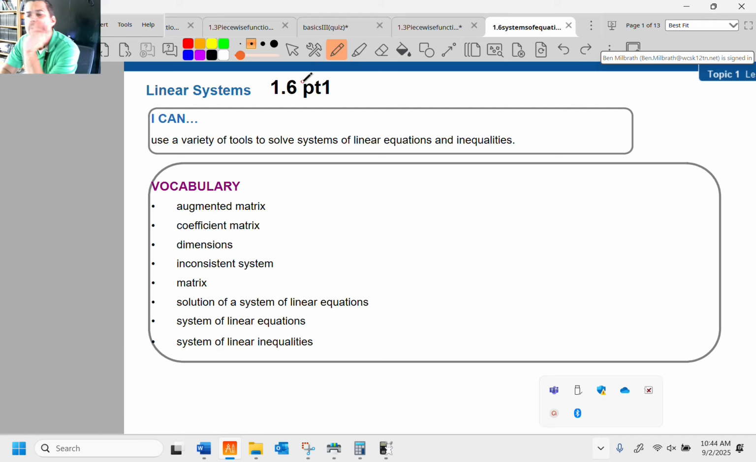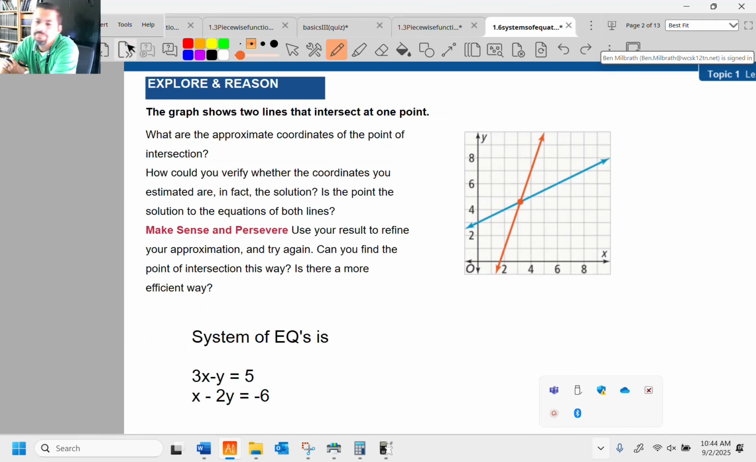All right, this is 1.6 part 1, and it'll get broken into 2 full days. So we're going to do the first part. Today we're just going to talk about these bottom 3 things. And that's it. Tomorrow we'll do the rest of this, hopefully. I don't know, we'll see.